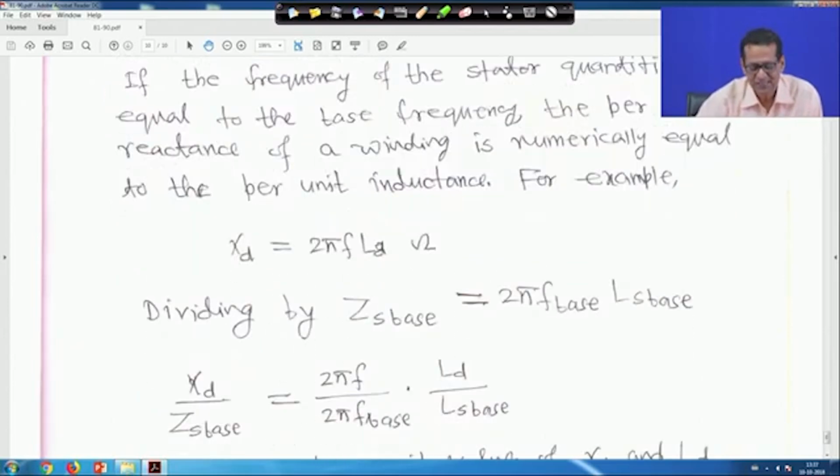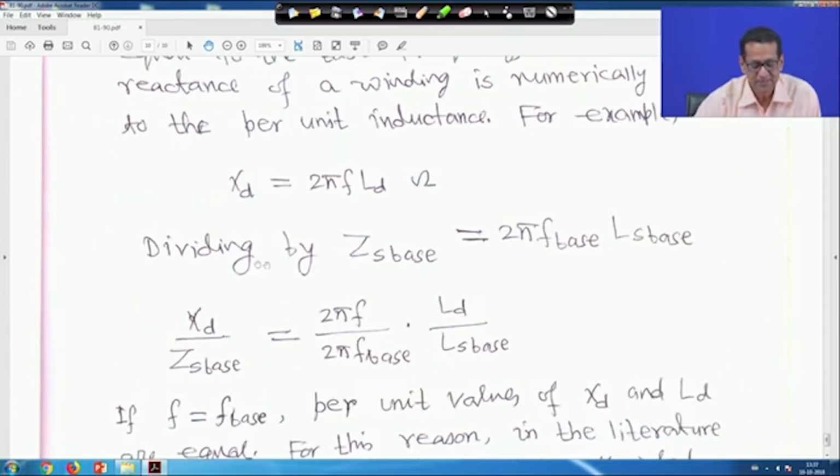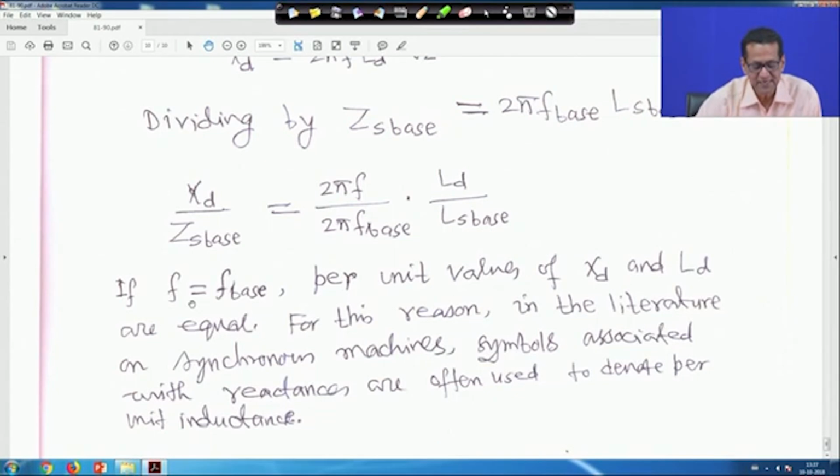For example, XD is equal to 2 pi f LD ohm. Dividing by ZS base, which is my impedance base, and that is nothing but 2 pi f base into LS base, since Z is equal to L omega, so omega base will be 2 pi f base. Now if you divide both sides, XD upon ZS base is 2 pi f upon 2 pi f base into LD upon LS base. But f is equal to f base.